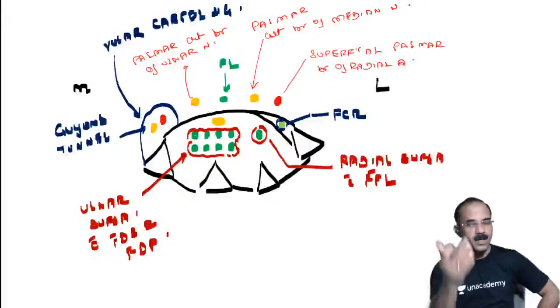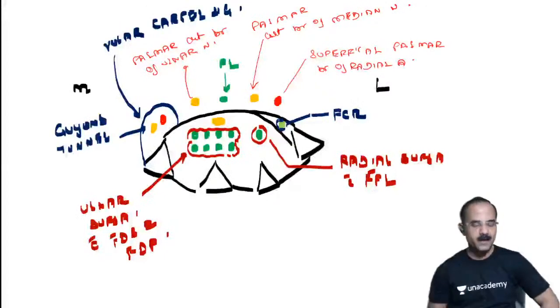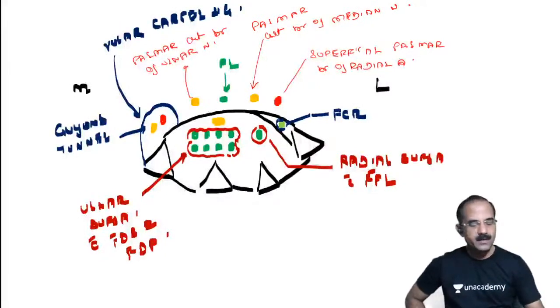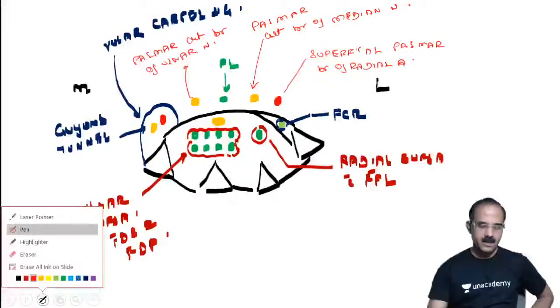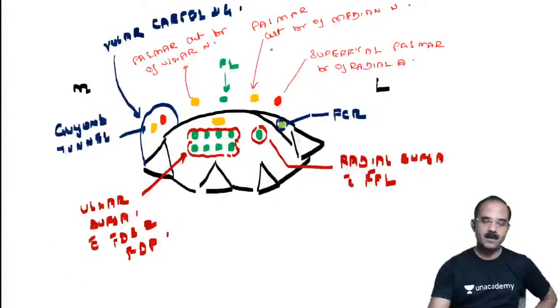Tell me, what does the palmar cutaneous branch of median nerve supply? Yes, anyone? Answer this. Palmar cutaneous branch of median nerve supplies the skin over thenar eminence. Very good. Thenar eminence. Very nice, very nice. You know this.